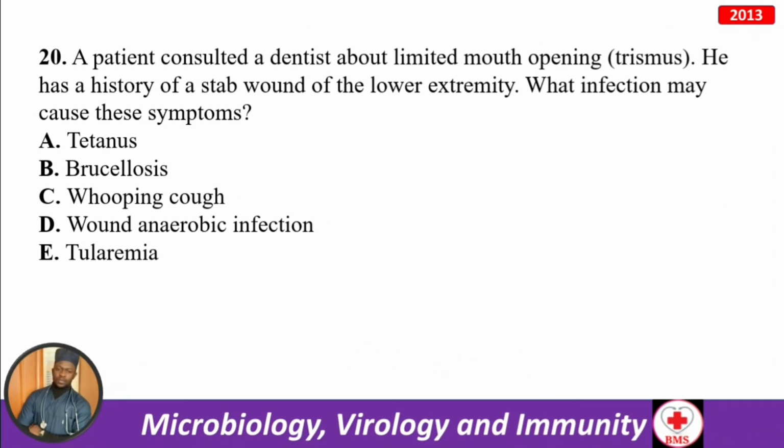A patient consulted a dentist about limited mouth opening, that's trismus. He has a history of a stab wound of the lower extremity. What infection may cause these symptoms? Do you know lockjaw? What about risus sardonicus? Let me remind you of all of them. These are conditions caused by tetanus, right?